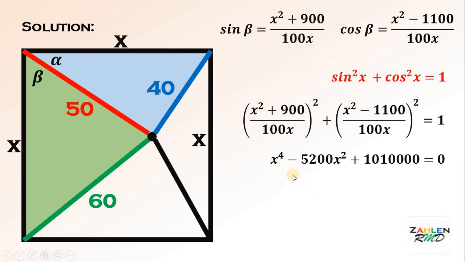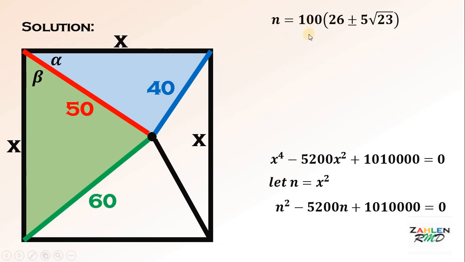Now we have a quartic equation, but we can make this equation manageable by letting n equals x squared. If we do that, we get n squared minus 5200n plus 1,010,000 equals 0. Now since we have a quadratic equation, we can use the quadratic formula to solve for the value of n. Now if we use the quadratic formula, we get n equals 100 multiplied by 26 plus or minus 5 square root of 23. Now we have two solutions.